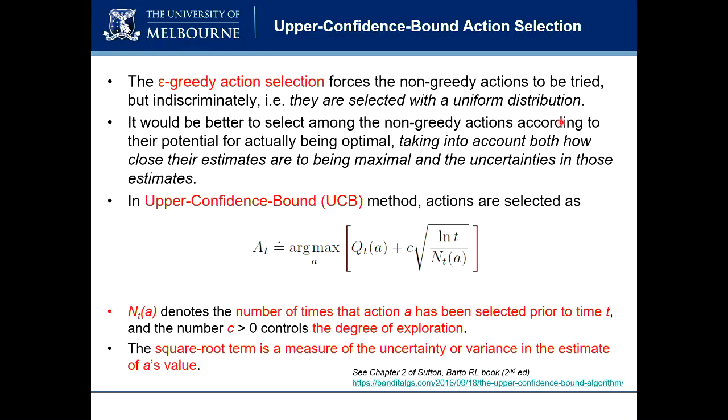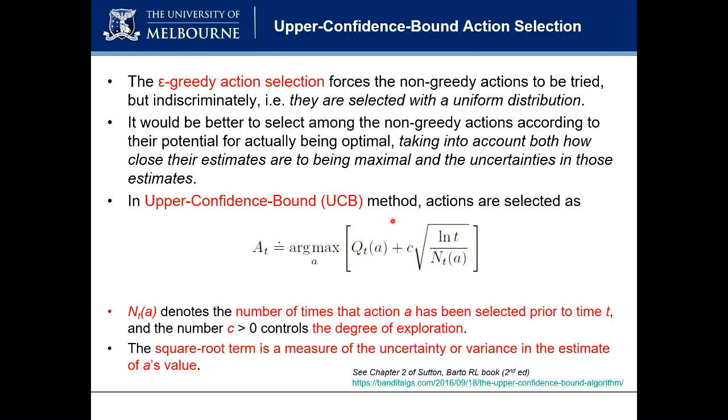When I do the exploration, maybe I should do it in a bit more clever way. The thinking here is it would be better to select among the non-greedy actions whenever I'm exploring, according to their potential for actually being optimal, taking into account how close their estimates are to being maximal and uncertainties in those estimates. So I take into account this uncertainty, and if I'm very uncertain about the lever's estimate, or action's estimate, then maybe I should spend a bit more time trying that action in order to make my estimate sharper, right? And then I do this one by one.